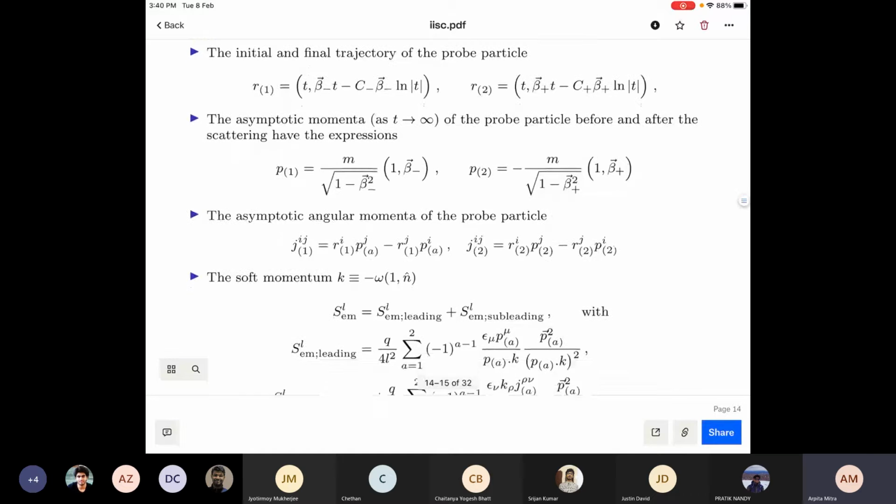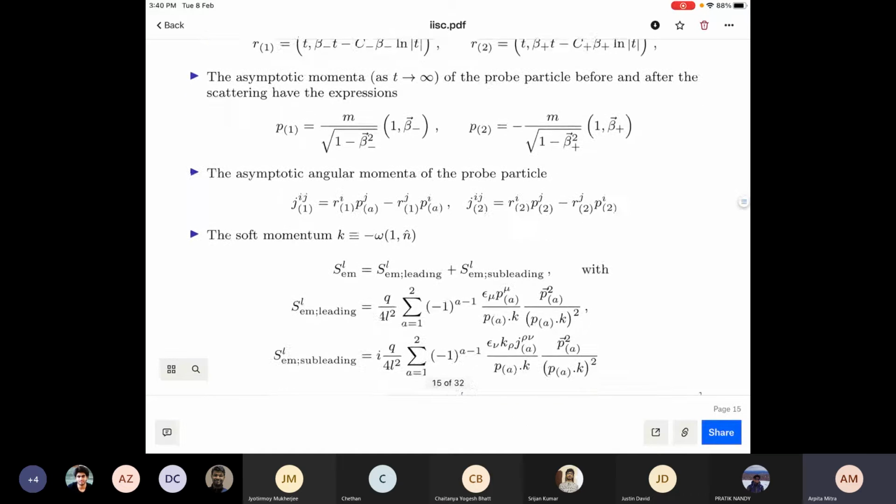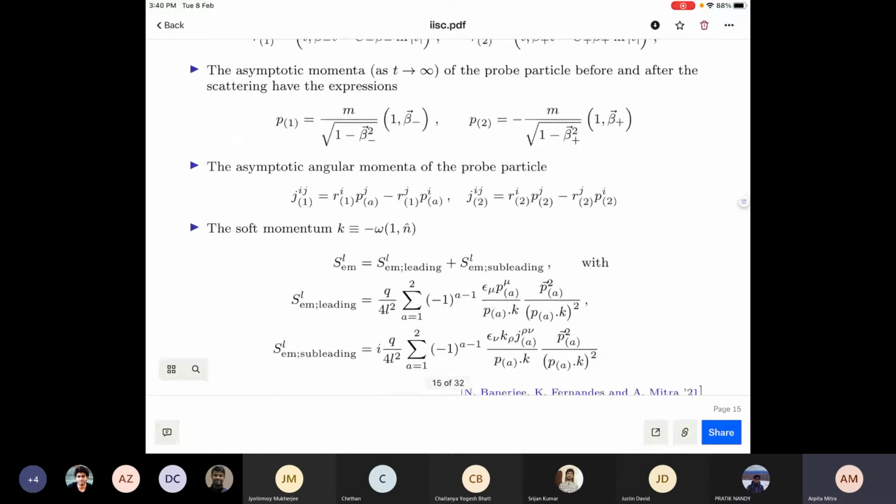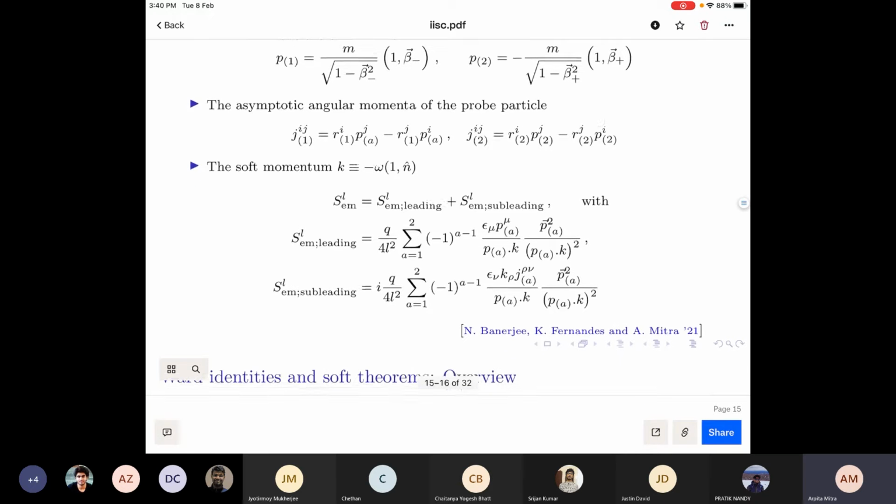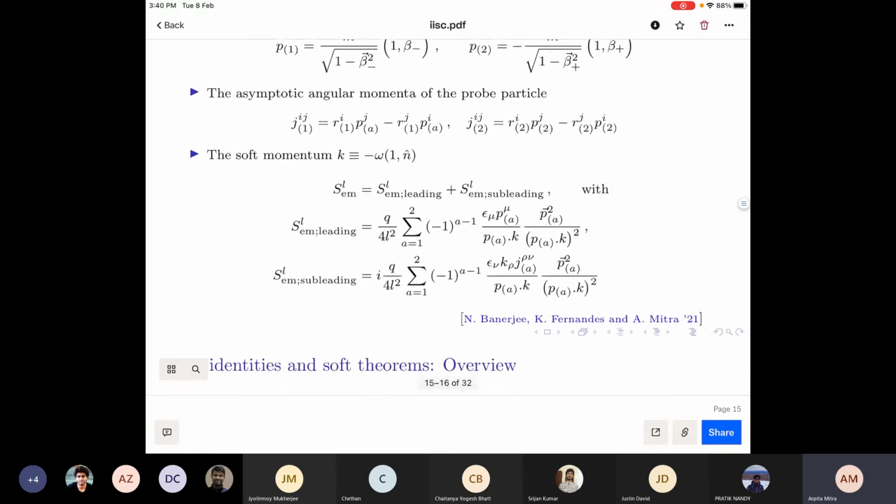So doing this rewriting, we can write the leading soft factor and the subleading soft factor in a more compact notation, where you can see that this epsilon mu p a dot k is like the flat spacetime thing. So now it is like the flat spacetime soft factors, but multiplied with this factor, which is like p vector square by p dot k square. So this is a new result that we found.